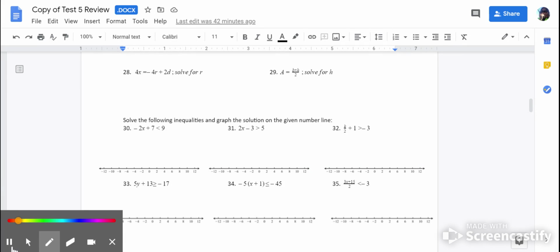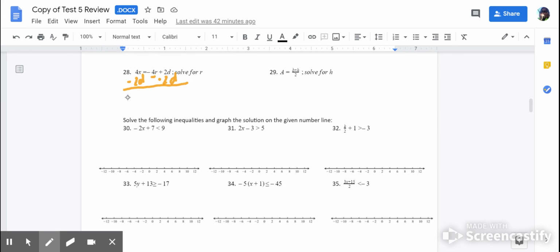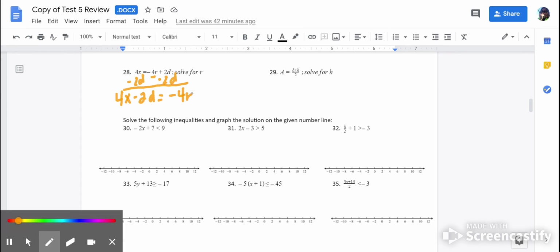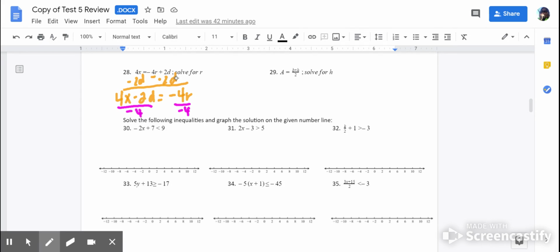For 28, we're solving for R. R is right here. So I'm going to start by subtracting 2D from each side. Now x and d are not the same variable, so I have 4x minus 2d equals negative 4r. To get r by itself, I want to divide each side by negative 4. And again, I can put this in simplest form. So 4 divided by negative 4 gives me negative 1x. And then a negative 2 divided by a negative 4 gives me a positive 1/2 d. That's going to equal r.